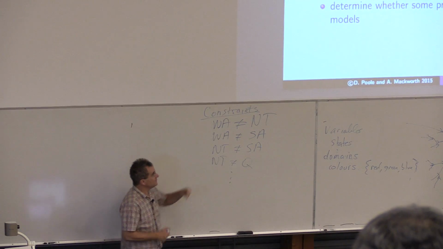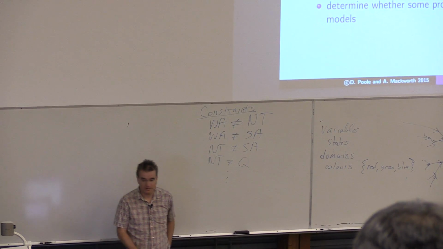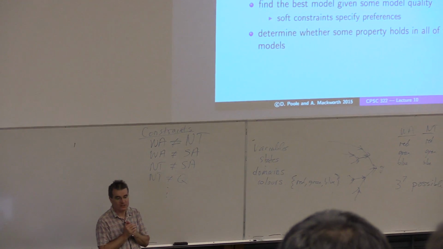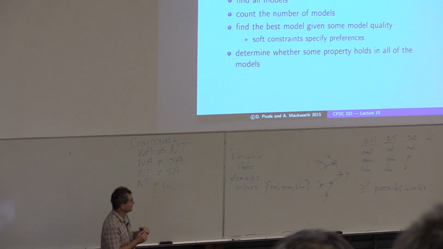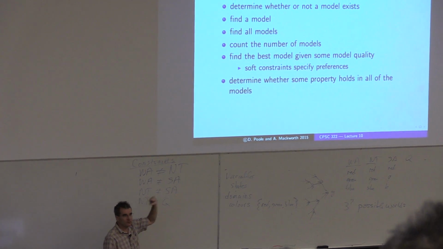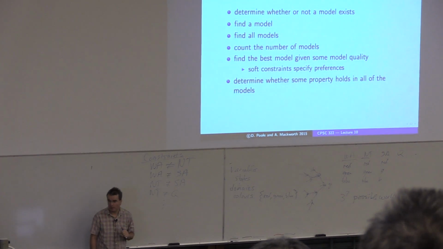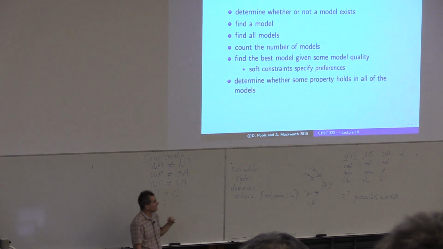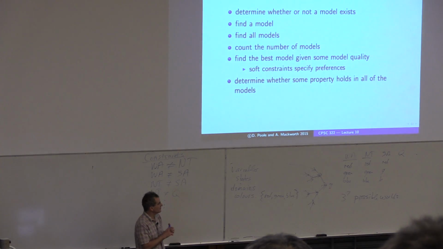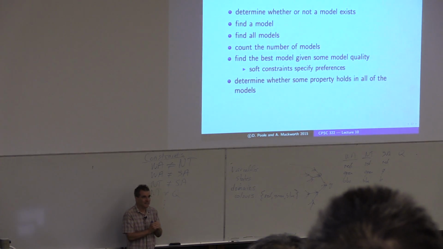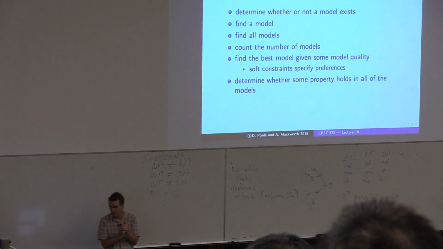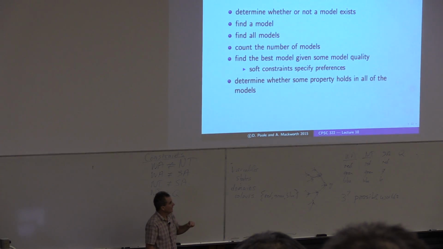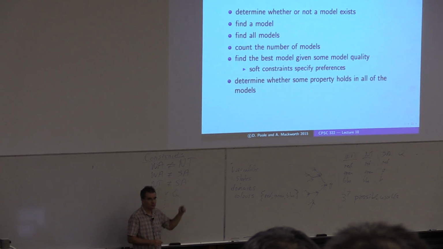So there are lots of different variants we can do. One is to determine whether or not a model exists, whether there is a solution to this assignment. In this case there was a solution because we found one. We could find a model, a particular assignment of values to the variables that satisfies all these constraints. We could find all of the models. You could imagine asking how many models there are and counting them. We could find the best model given some model quality.